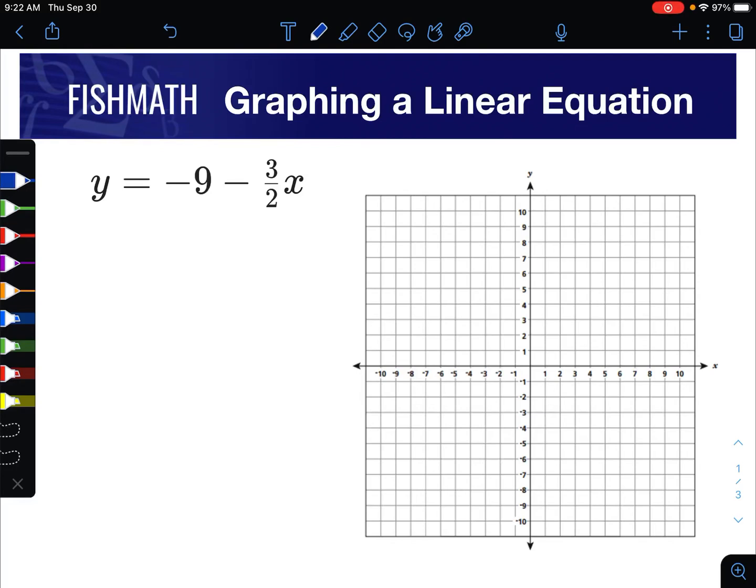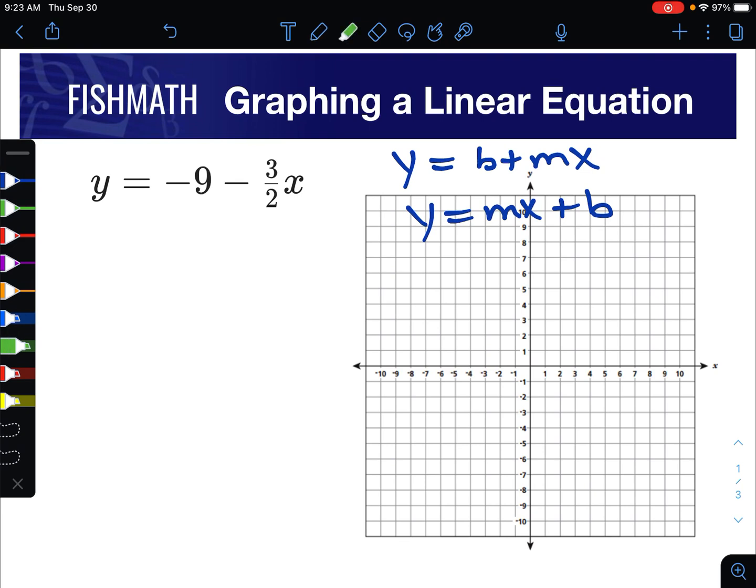Let's graph some linear equations. So every linear equation is of the form y equals b plus mx. Or we can call this y equals mx plus b. Either way, they say the same thing. Because of the commutative property, we can add in either order.